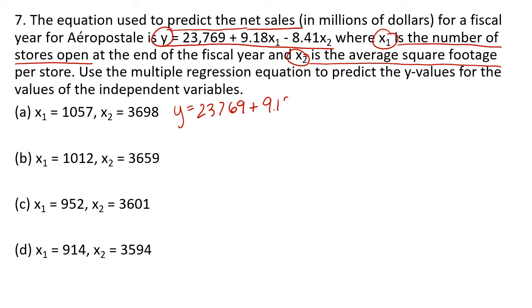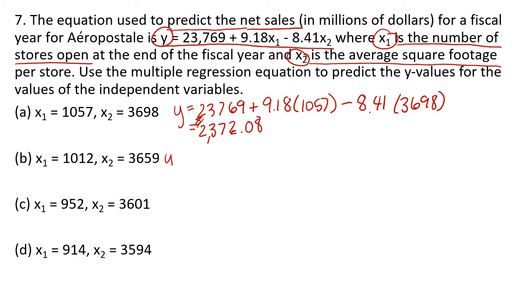and then you just plug in the values for X1 that it wants. Oops, that's not plus, that's minus. 8.413698. And so then you would be sure to multiply, and then you add and subtract, and you should get 2372.08. So again, this is in millions. This is $2,372 million, or 2.3 billion if you want to translate it.